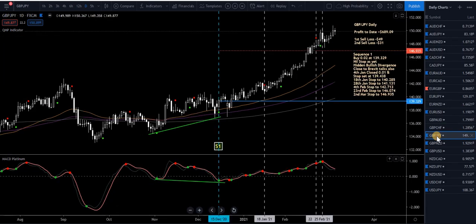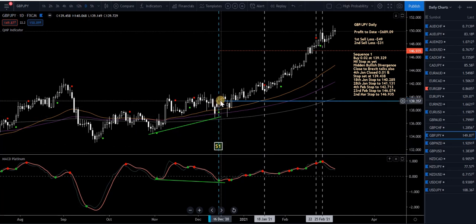Pound yen. Let's have a look here. Taking a couple of losses on the sells. So I had a sell here, took a loss, and I had a sell there, took a loss. So lost 49, lost 31. It's a pair I don't mind trading, some nice profit.